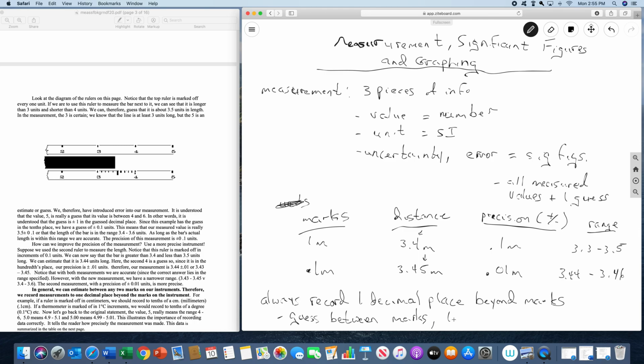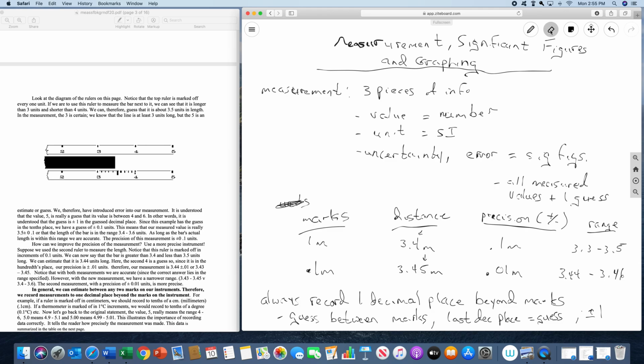And that last decimal place is the guess, and it's plus or minus 1 in that decimal place. So here, the guess was in the tenths, so it's plus or minus a tenth. The guess is in the hundredths, it's plus or minus a hundredth. All of those numbers, all measured values plus one guess, are the significant figures.